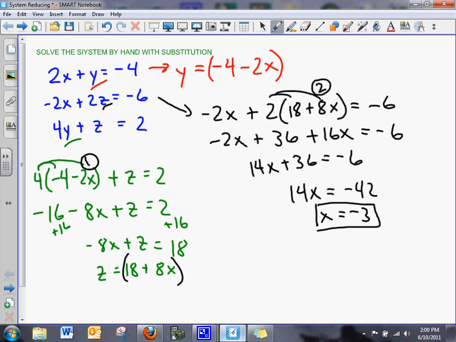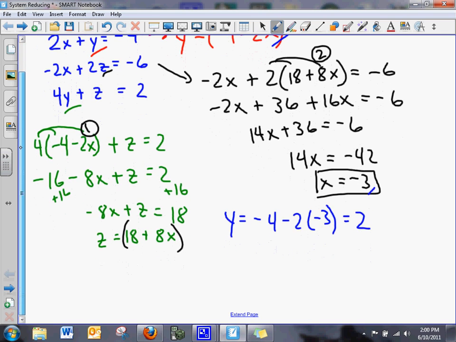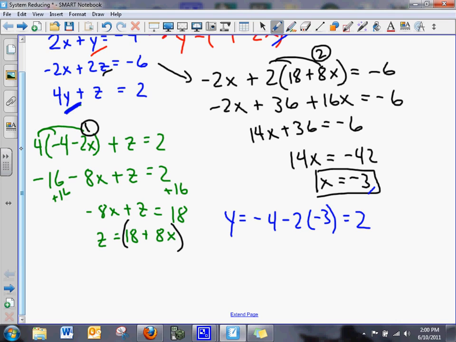That's the first part of my answer. Let's see here. If I know x, I can use this equation here to solve for y. y is equal to negative 4 minus 2 times negative 3. Negative 4 plus 6 is 2. And then let's find z now, that's my last thing. If y is 2, I can use that. There we go. 4 times 2 plus z is equal to 2. 8 subtracted, z is negative 6.